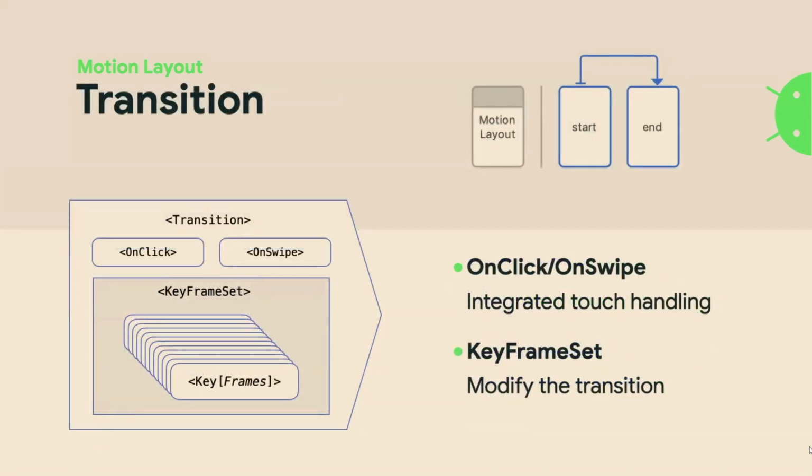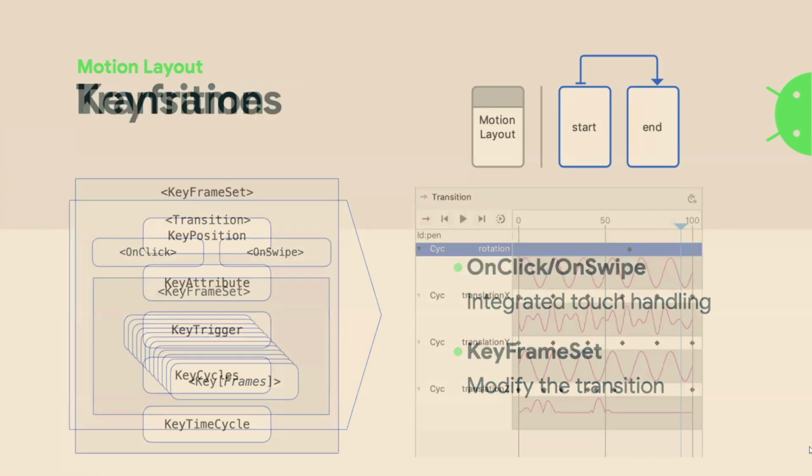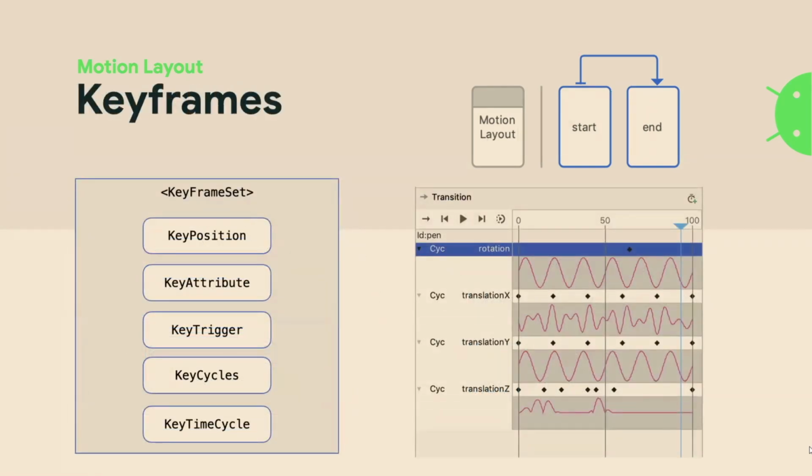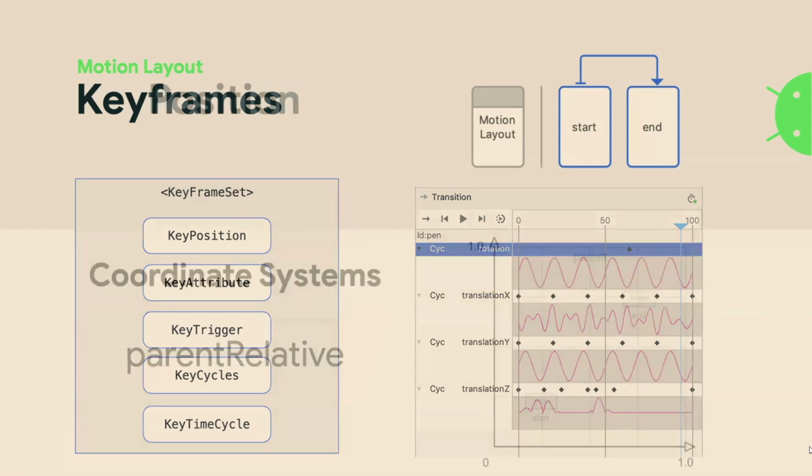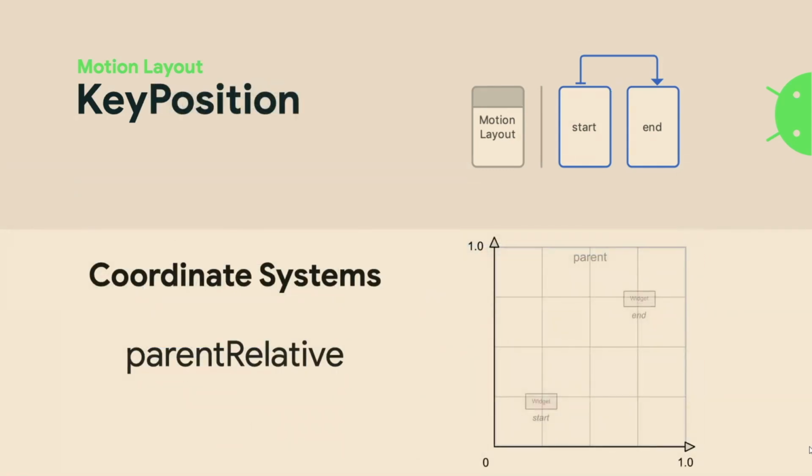A transition will tell whether you want to automatically handle clicking or swiping. It'll also give you your keyframes. And with keyframes, you can have multiple different kinds of keyframes. There's key positions, there's key attributes, triggers, key cycles, and in fact, there's a little graphing package that graphs the key cycles and the key attributes as they position. But let's talk a little bit about key position, because it's unique.